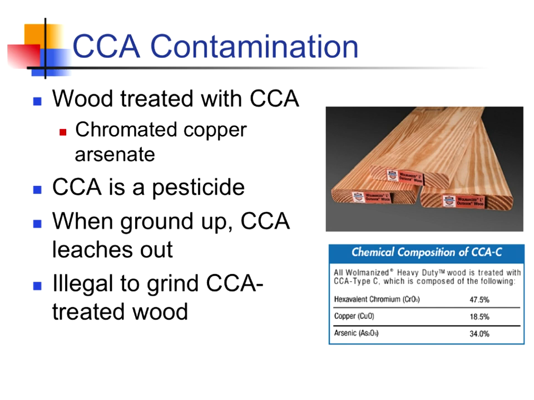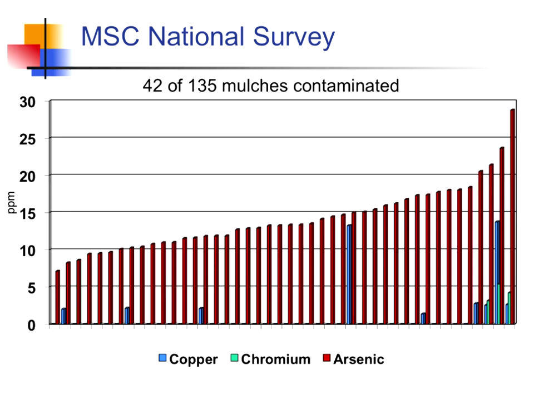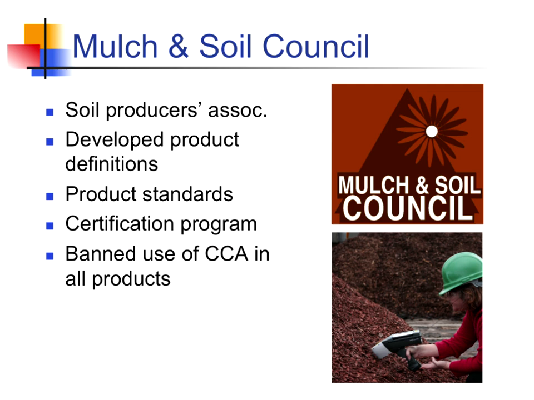Well, we did a survey of 135 mulches from around the country. And what we found was that 42 of them out of 135 had arsenic in it. A lot of it had more CCA. So the Mulch and Soil Council went to work in looking at developing definitions, product standards, and then a program to detect and verify this, because they wanted to ban, and they did ban, all use of CCA in any product. So any such material is not allowed in any product that has been certified.